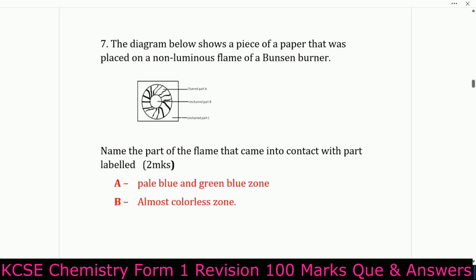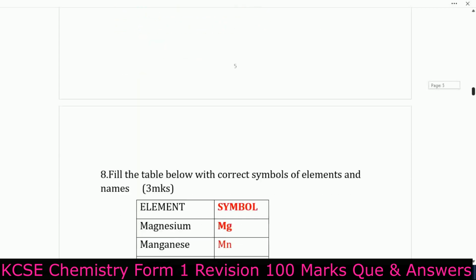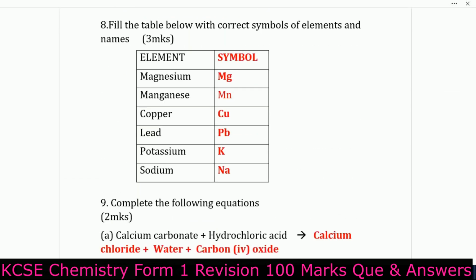part C. Name the part of the flame that came into contact with the part labeled A. That one is pale blue and green blue zone. B, almost colorless zone. Then number 8, fill the table below with the correct symbols of elements and names. So we have on one side element, the other side a symbol.